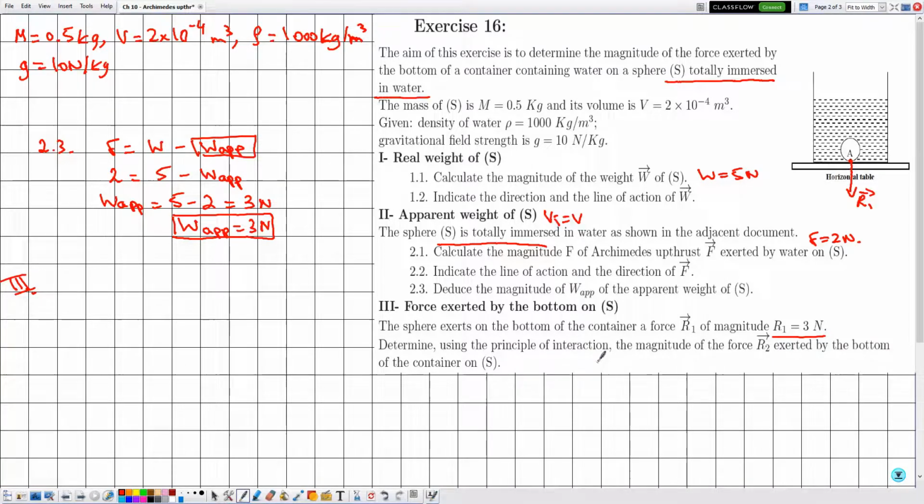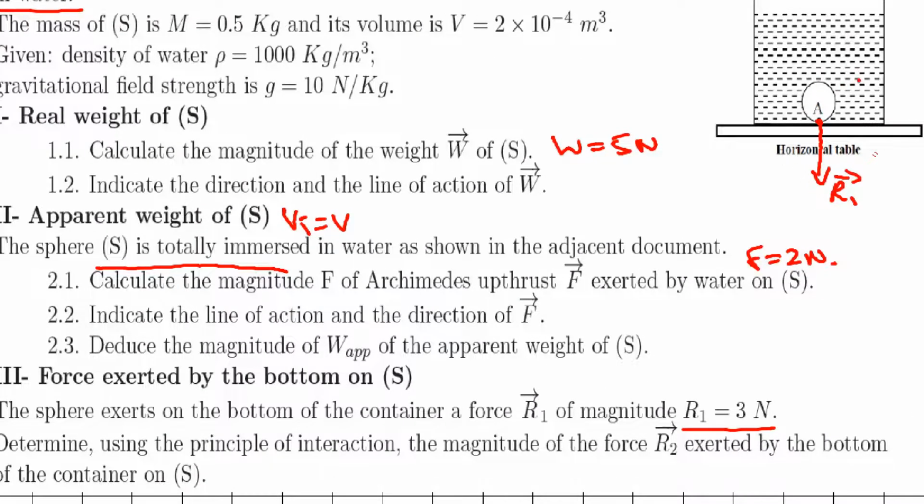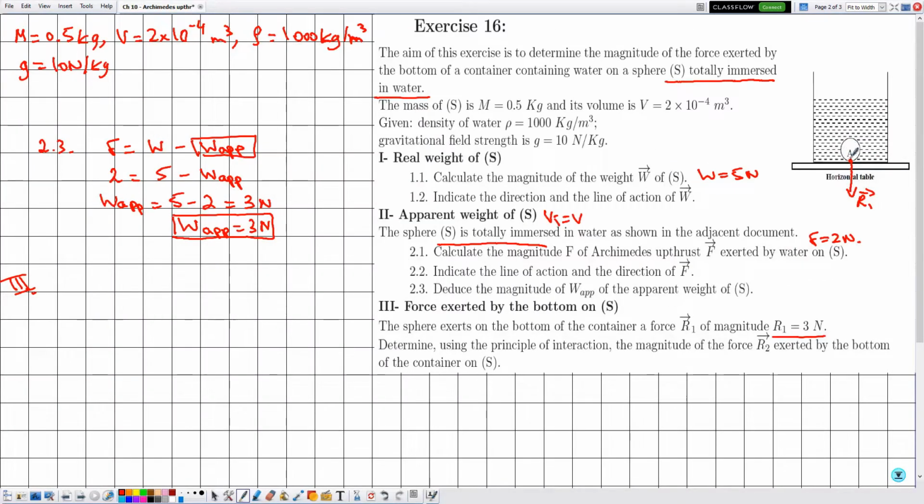Determine using the principle of interaction the magnitude of the force R2 exerted by the bottom of the container on S. So here let's say that the solid S and the bottom of the container are at interaction. So as the sphere exerts a force R1 on the bottom of the container, according to the principle of interaction, also the table will exert a force on the solid S, which is given by R2. Then let's represent R2. So this is R2. Both of them having the point of application, the point of contact between the two bodies. So they are telling me using the principle of interaction.